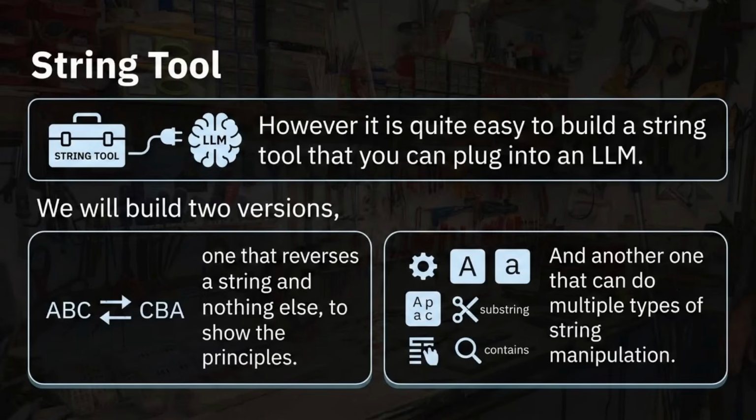So we're going to build two versions of a string tool. The first one just reverses a string. Whatever you ask it, it will reverse the string, and that's it. It can't do anything else. And then we'll build a more complicated one that can do things like substrings and replacements and all this kind of stuff, a full string tool. But the first one is just to show you how it actually all works.